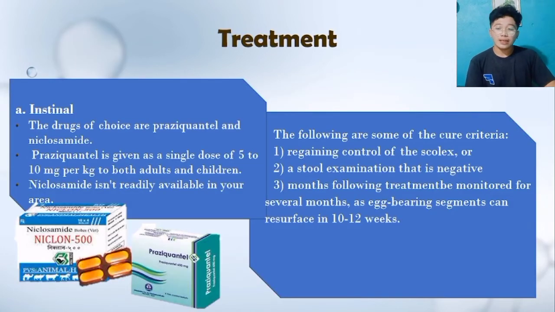Treatment. In intestinal infection, the drugs of choice are praziquantel and niclosamide. Praziquantel is given as a single dose of 5 to 10 milligrams per kilogram to both adults and children. Niclosamide isn't really readily available in your area. The following are some of the key criteria. First, recovering the scolex. Number two, a stool examination that is negative. Number three, patients should be monitored for several months following treatment, as egg-bearing segments can resurface in 10 to 12 weeks.